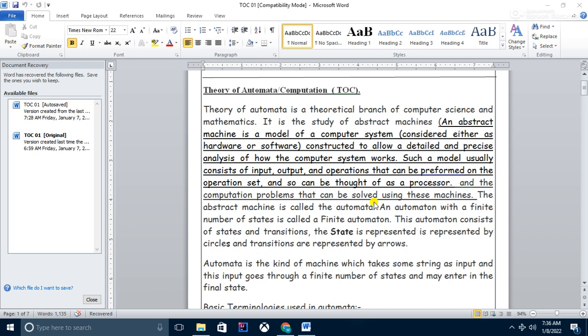It consists of input and output, and a certain operation is performed on the set of inputs, so it can be thought of as a processor. It can also be used for studying computation problems or solving them by using these abstract machines. So finite automata is basically an abstract machine used for certain computation, and also for solving certain problems.